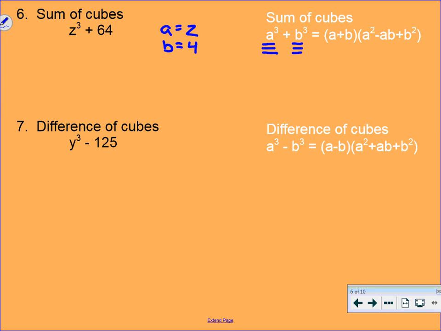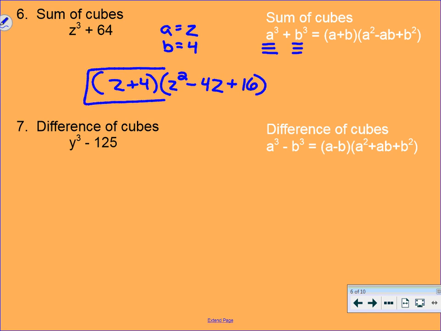And then all you need to do is fill in your A and B into the spots on your formula over here. So the first parenthesis is just going to be Z plus 4. And as you continue with the next parenthesis, it's your Z squared. And then you have to multiply those two pieces together and then add with it your B squared, which in this case is just a regular old 16. So again, you will not have to memorize this formula. You just have to know how to use the formula and plug the numbers in.